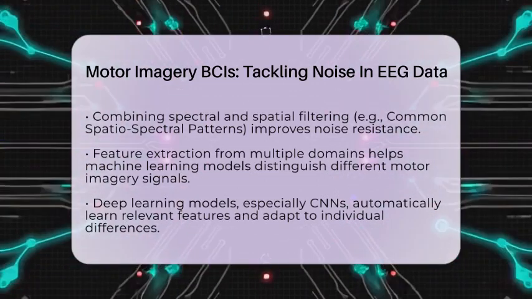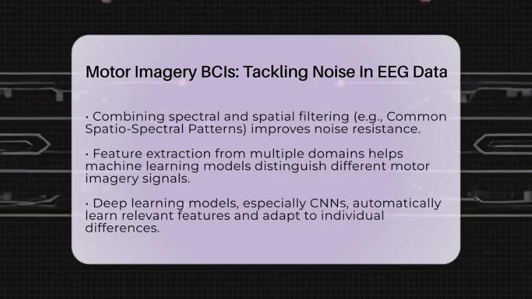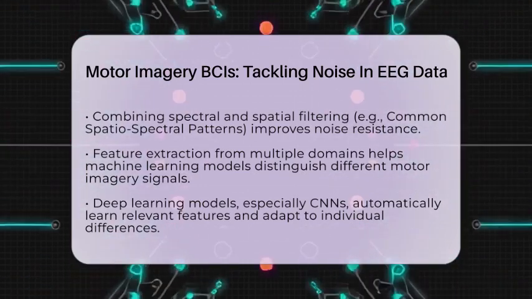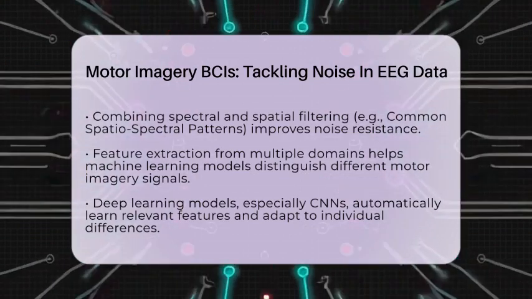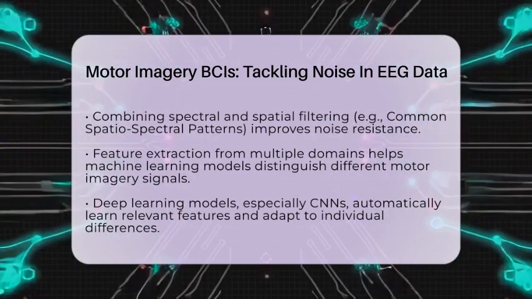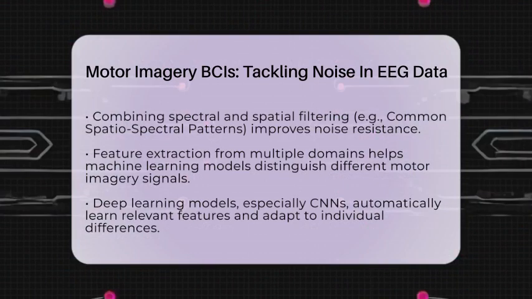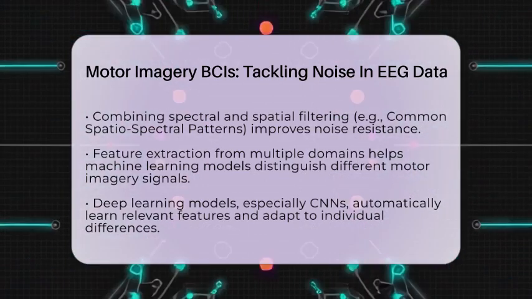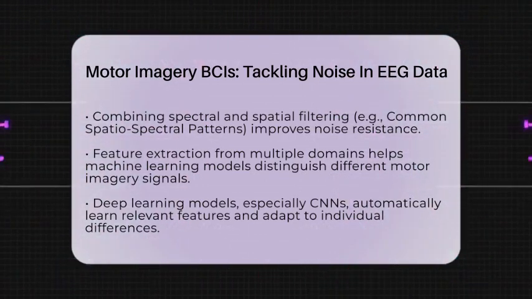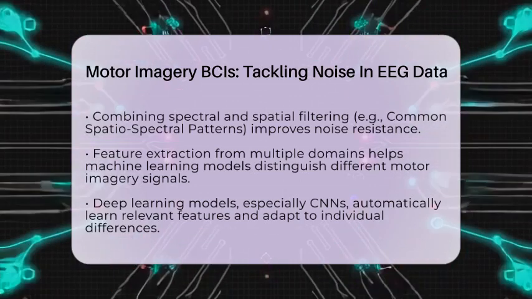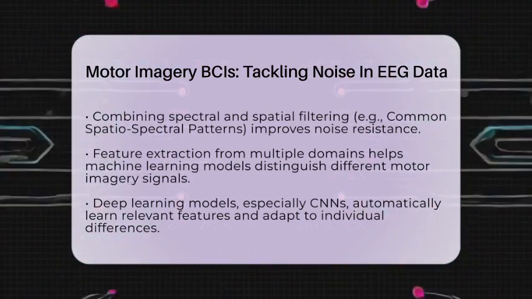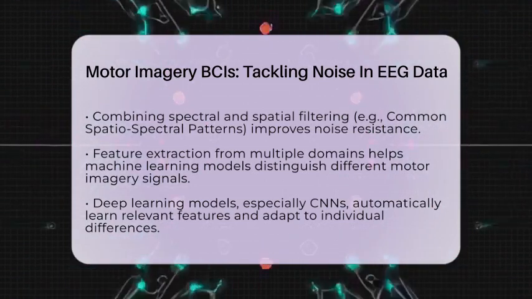Feature extraction is another key step. Combining information from time, frequency, and spatial domains creates a more robust set of features. Some advanced techniques analyze the complexity of EEG signals using entropy measures or look at how different brain regions connect during motor imagery. These features help machine learning algorithms distinguish between different imagined movements more accurately.